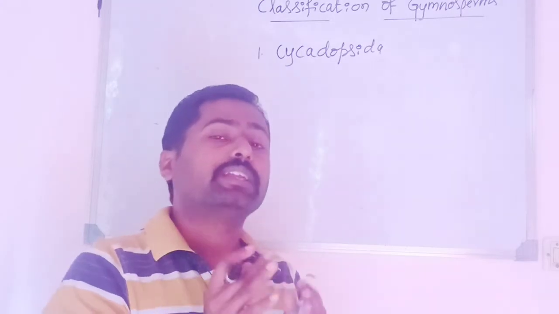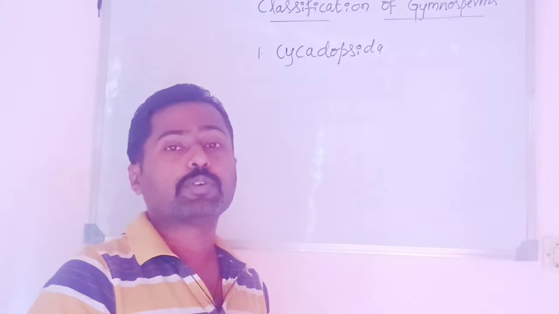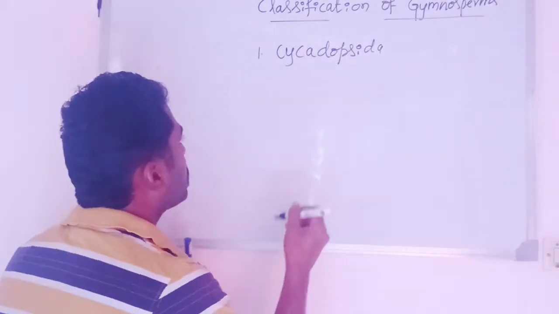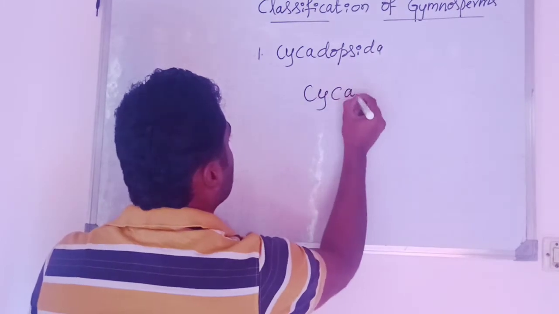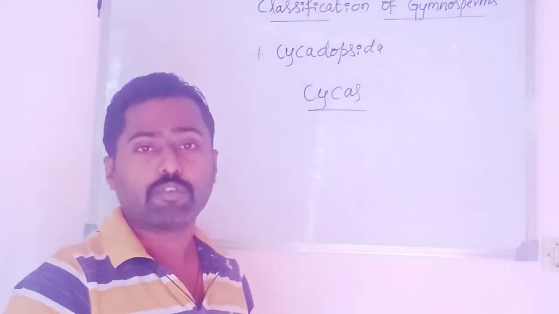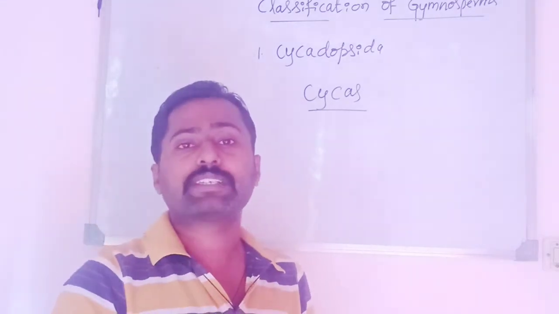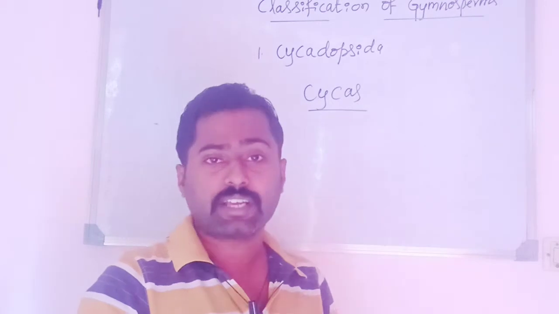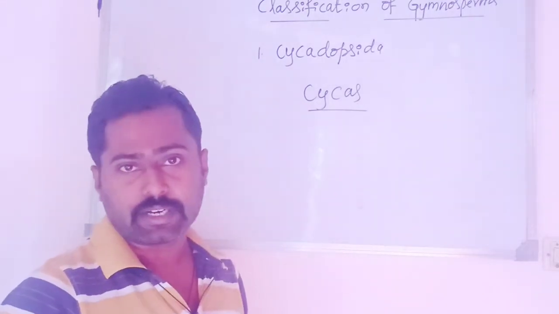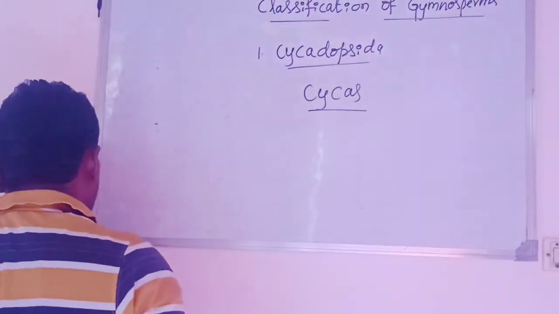Okay, and these plants are considered as the connecting link between the gymnosperms and the pteridophytes. Especially, for example, a plant called Cycas. Cycas is considered a living fossil. It is considered a living fossil mainly because it acts as a connecting link between the pteridophytes and the gymnosperms. It shares the characters of both groups, the pteridophytic characters as well as the gymnospermic characters. Okay, so let us look into the characters of the members of Cycadopsida.